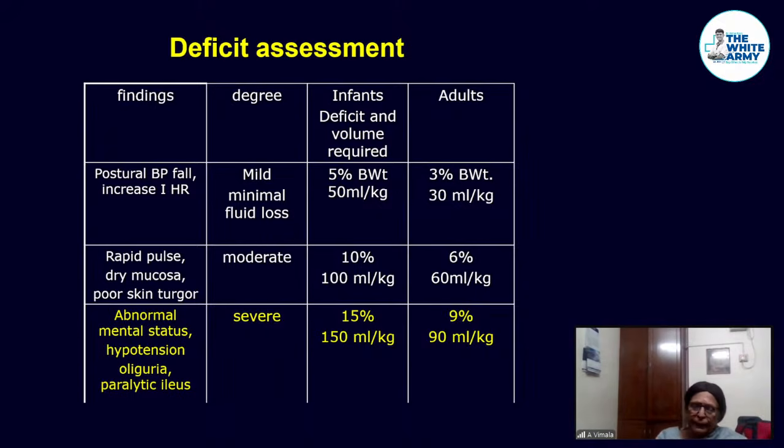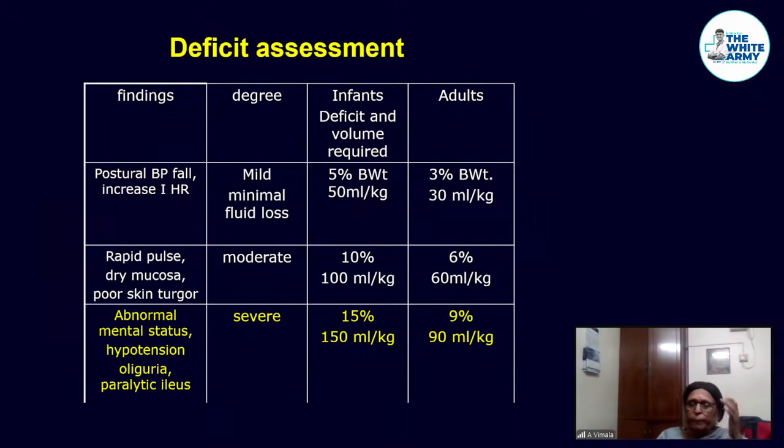The patient is hypotensive, tachycardic, the mucosa is dry. That's not a reliable indicator, because if you are mouth breathing, the tongue will be dry. You have to look at the longitudinal furrowing of the tongue and skin turgor elicited on the abdominal wall. This indicates a moderate degree of hypovolemia. In infants, this is 10%. We have to give fluid 100 ml per kg. In adults, it is 6%. We have to give 60 ml per kg.